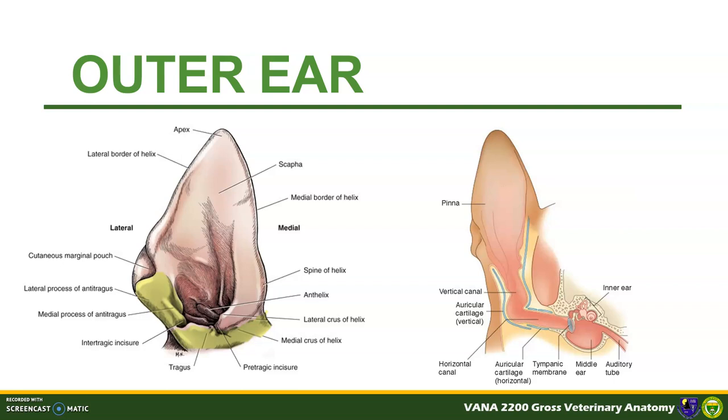Let us take a look again in this figure. And here is the ear canal. This serves as the passageway from the pinna to the eardrum. Take note that in dogs, there is a vertical canal and a horizontal canal.